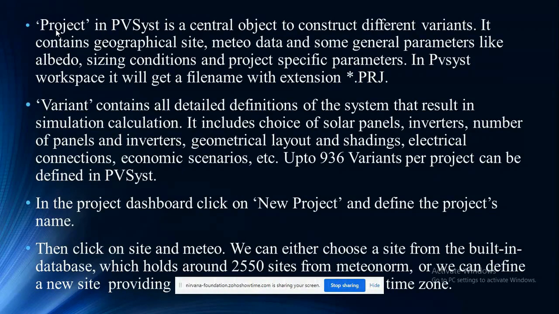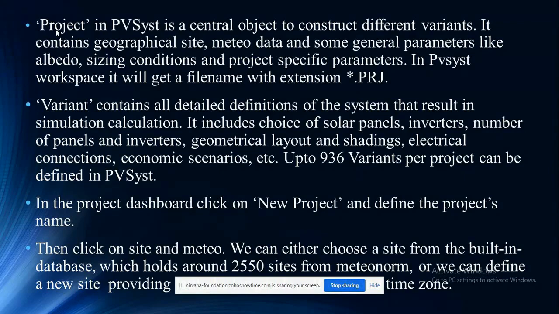In PVSys, the project file is saved with the extension .prj, and the variant contains all the details about panels, inverters, and the design, like sizing, the number of panels and inverters, geometrical layout, shadings, other electrical connections, etc. PVSys allows up to 936 variants. You can create up to 936 variants in PVSys.